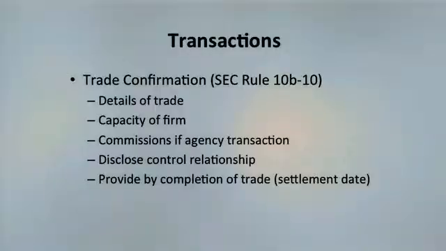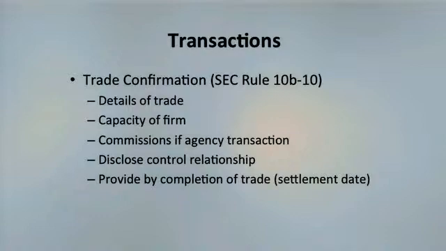Now, if a broker-dealer fills a customer's order as a broker, they charge a commission. If they fill a customer's order as a dealer, they charge a markup. The commission must be disclosed, not the markup. Commission is disclosed if the broker-dealer acted as a broker, which means they acted as an agent.